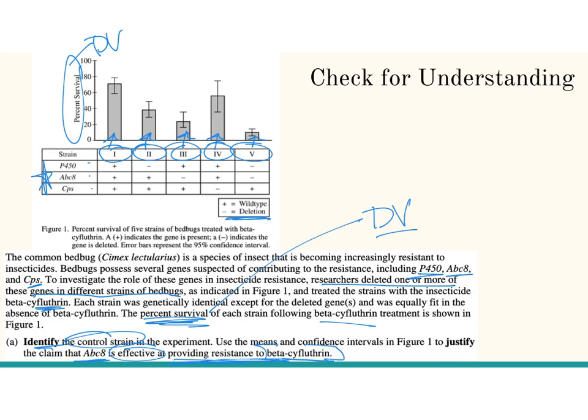So I want you guys to try this one out. I broke it down a little bit for you guys, not completely, okay? But I do want to note that this information is going to be important here. Okay, the percent survival of 5 strains. Okay, the percent survival with beta-cyfluthrin. The positive indicates that the gene is present, and the negative is that it's deleted.